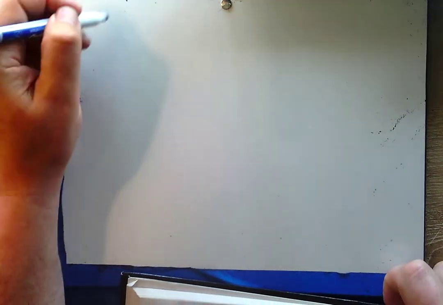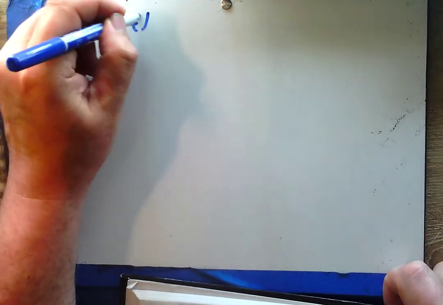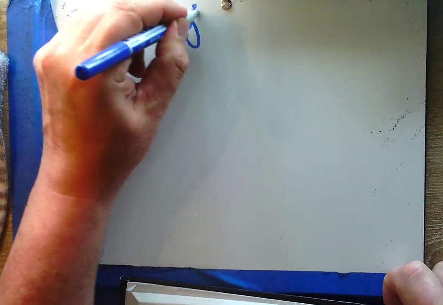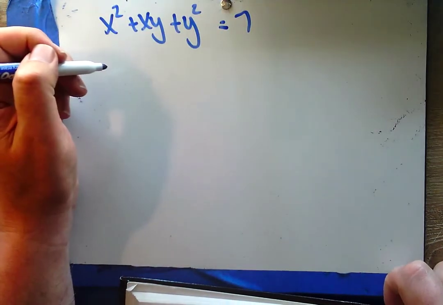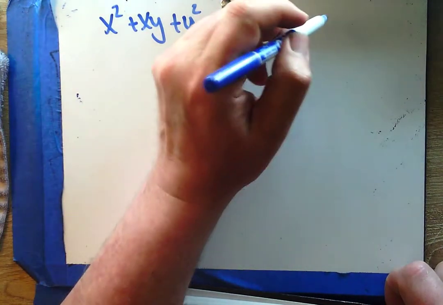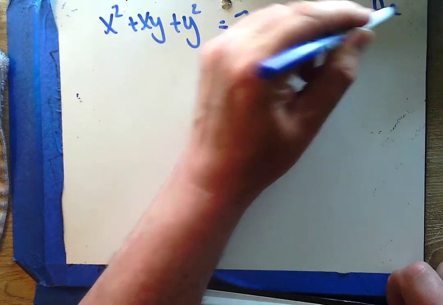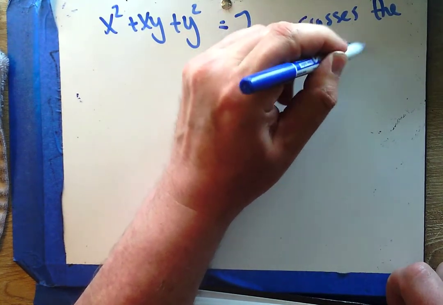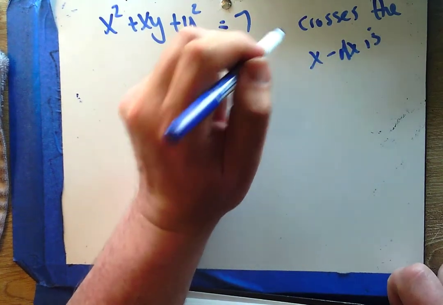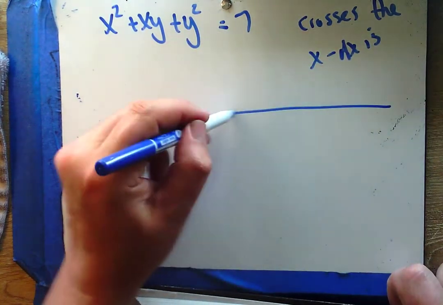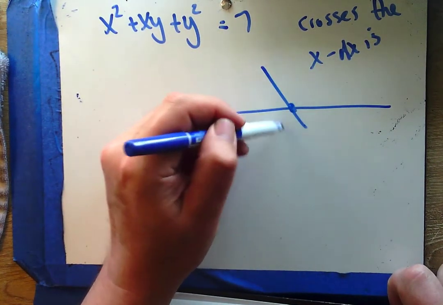Let's go, 49. Find the 2 points on the curve x squared plus xy plus y squared equals 7 where it crosses the x-axis. You know, a funny thing about that phrase, crosses the x-axis.